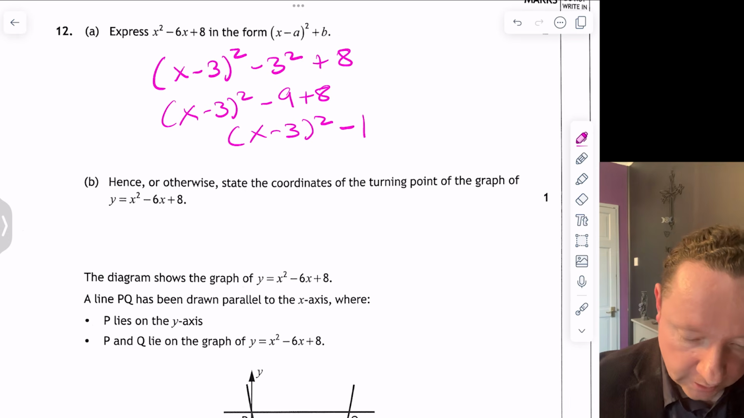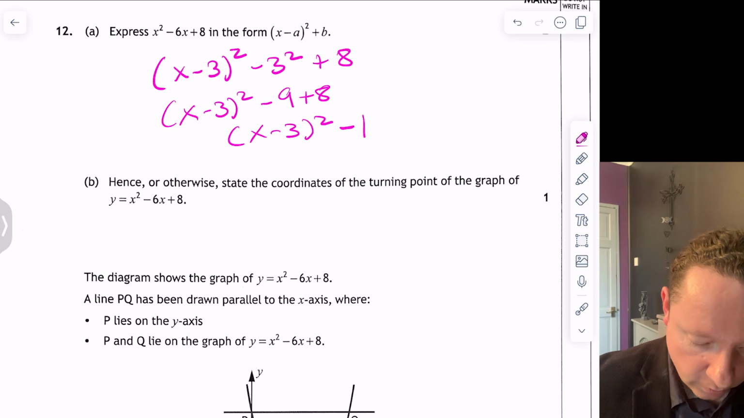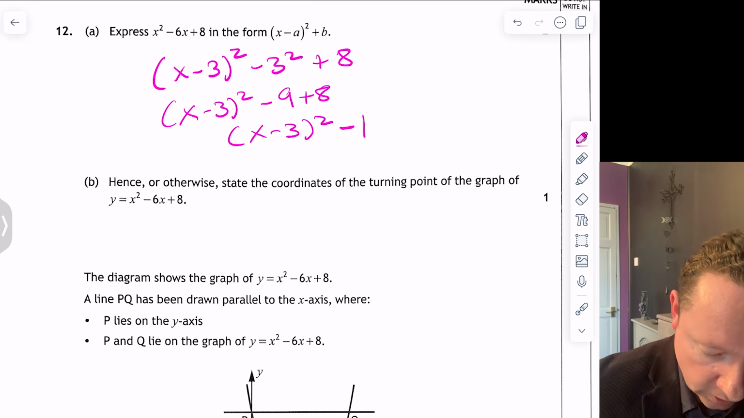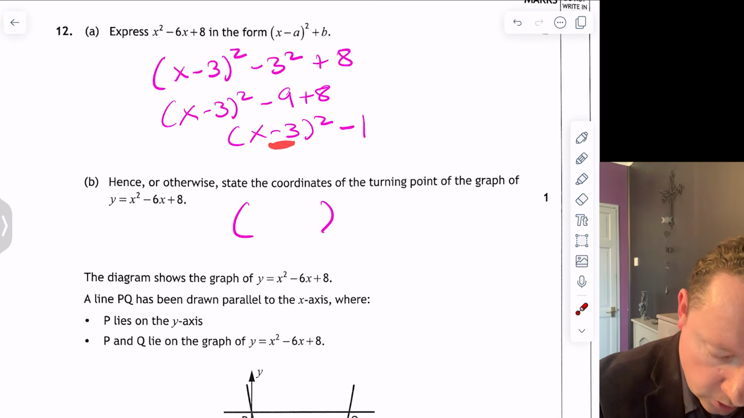Part B, hence state the coordinates of the turning point of the graph of y equals x squared minus 6x plus 8. So it's the same one. The turning point is given to you from the completing the square. Opposite sign of this, because that means you want 0 here in this whole bracket. So 3 minus 3 is 0, so that's 3. And then same sign, so minus 1.